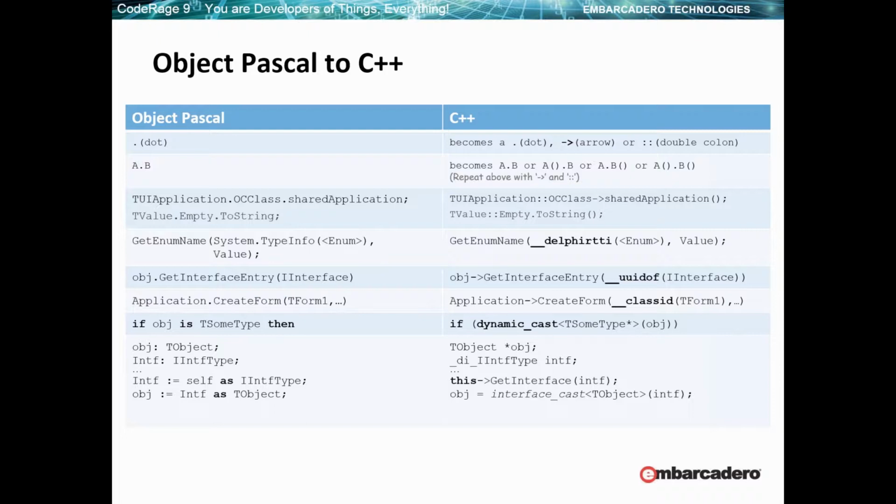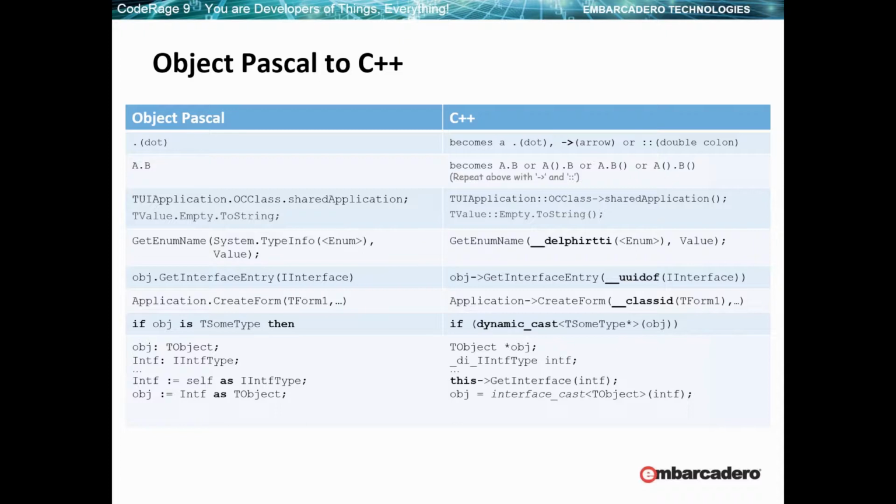So I gave a few examples here, like TUIApplication, OCClass, SharedApplication turns into really the first dot becomes a colon colon, the second dot becomes an arrow, and there's an open paren close paren at the end. And then another example, TValue.Empty.ToString. Well, the first dot becomes a colon colon, the second dot remains a dot, but the last one becomes open paren close paren. Now, if you replace ToString with IsEmpty, which is a property of TValue, then there wouldn't be the open paren close paren at the end.